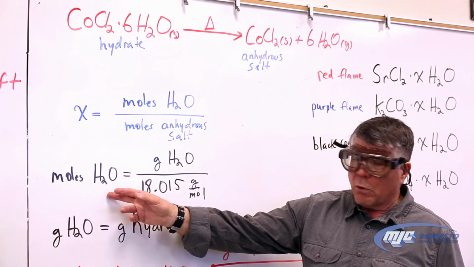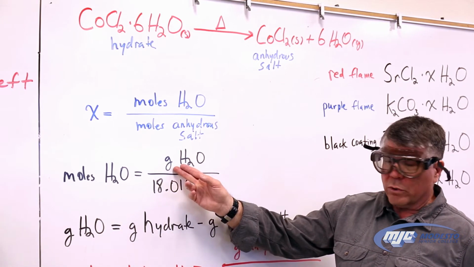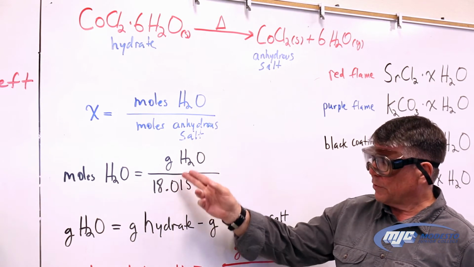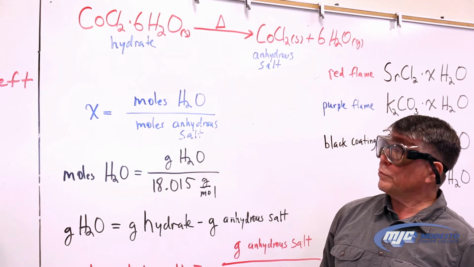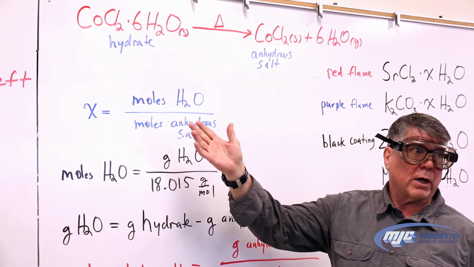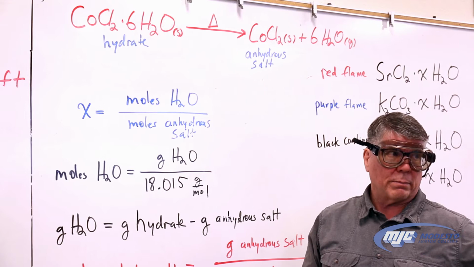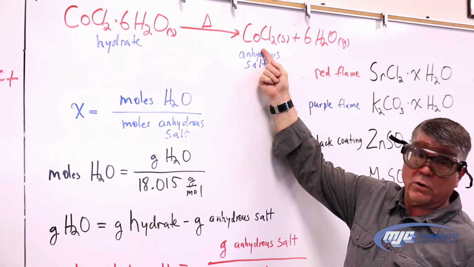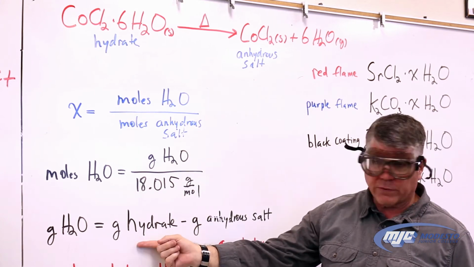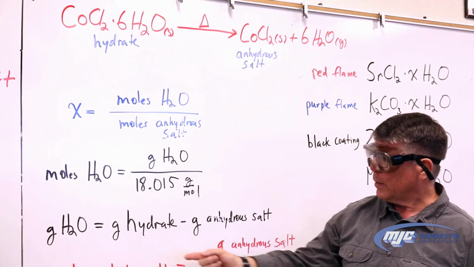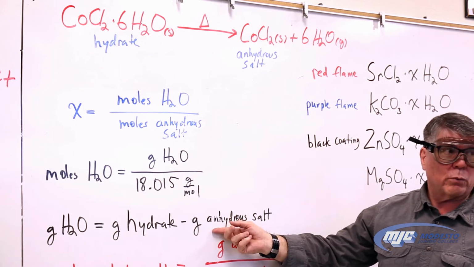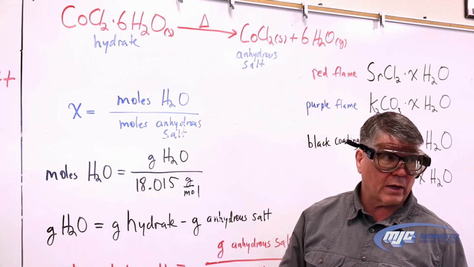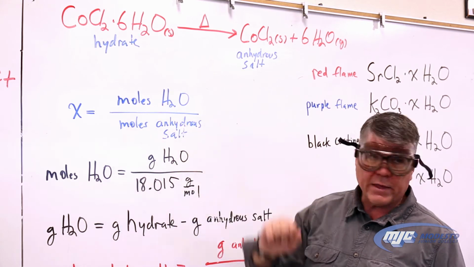So moles of the water, it's just the mass of the water in grams divided by the molar mass of water, which is this. To get the grams of water, we're going to weigh your unknown hydrate before we heat it up. After we heat it up, we're going to weigh the mass of the anhydrous salt. The difference between the mass of the hydrate, which is with the water, and the mass of the anhydrous salt, which is without the water, is the mass of the water. That's pretty easy, and that gives us our top number, divided by the molar mass, and there are our moles of water.